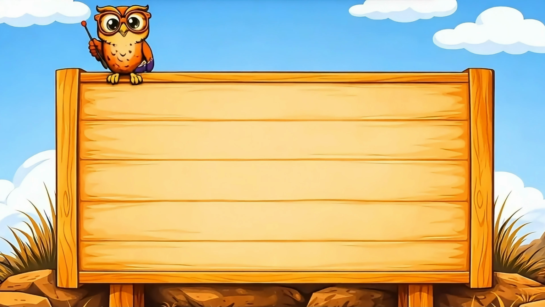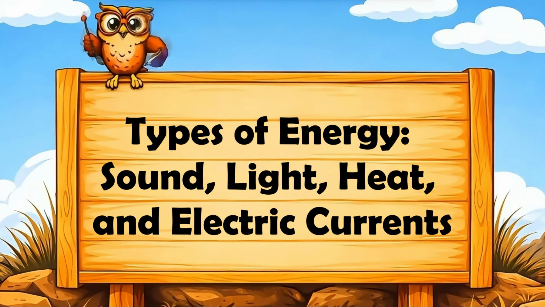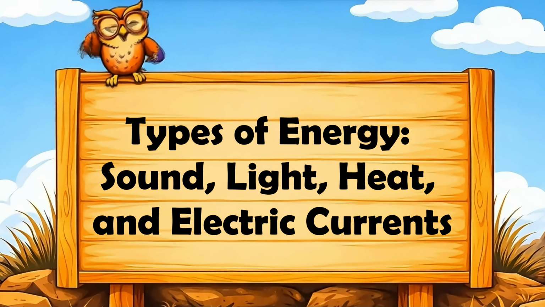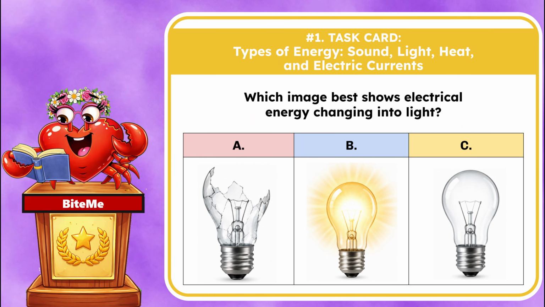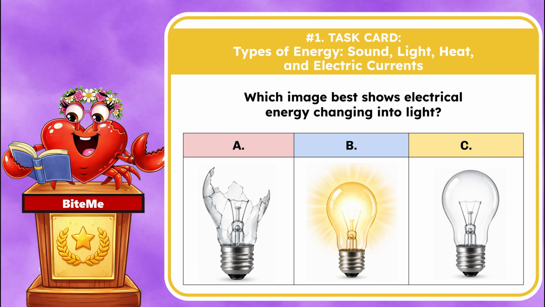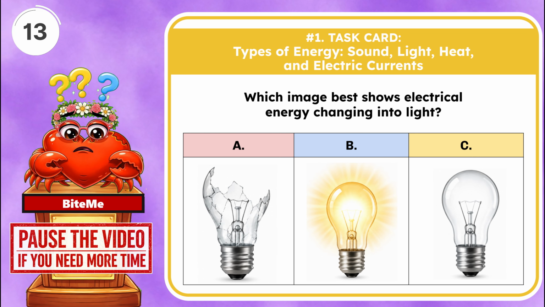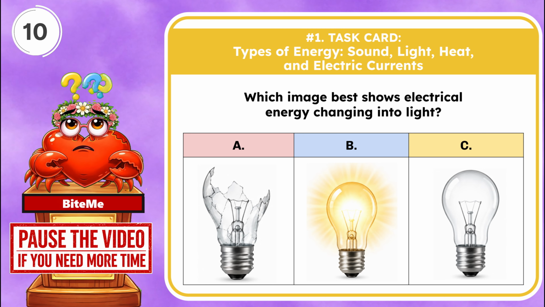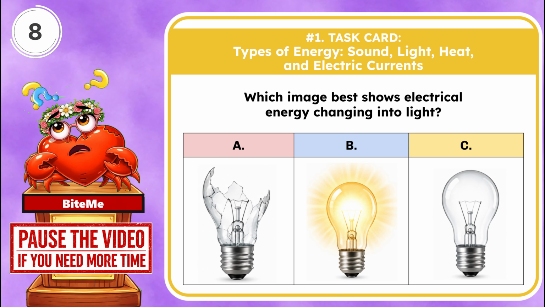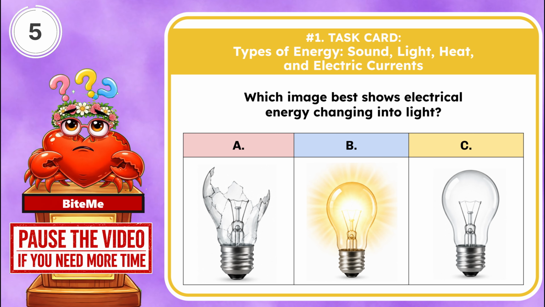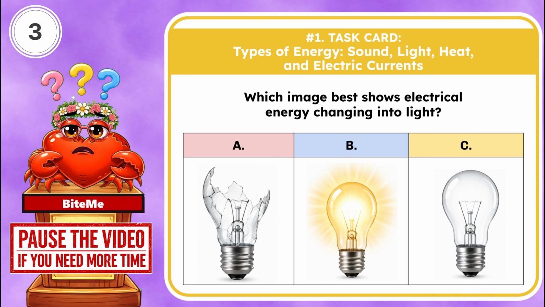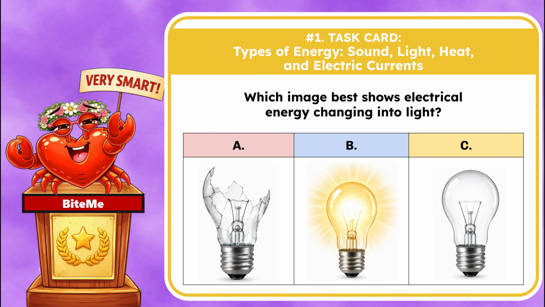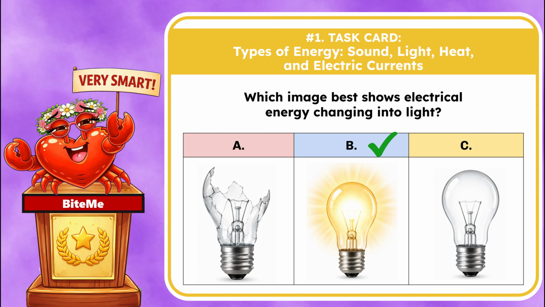Our lesson for today is about types of energy: sound, light, heat, and electric currents. Let's begin. Which image best shows electrical energy changing into light? And the correct answer is letter B, glowing bulb.